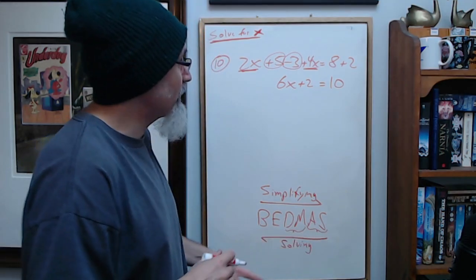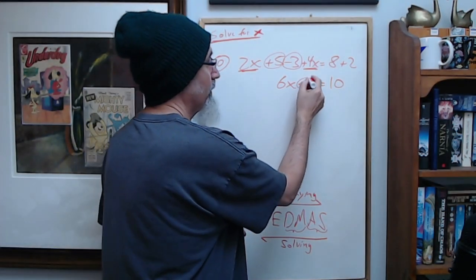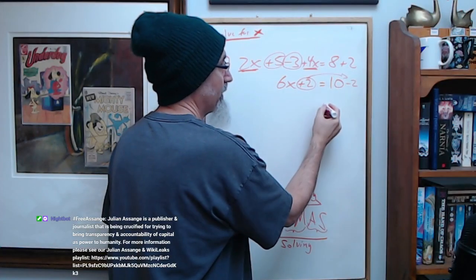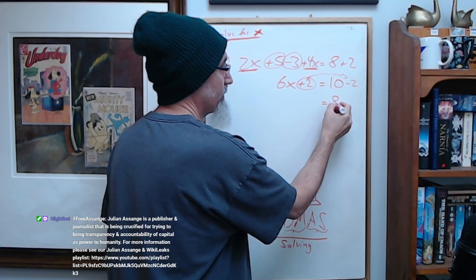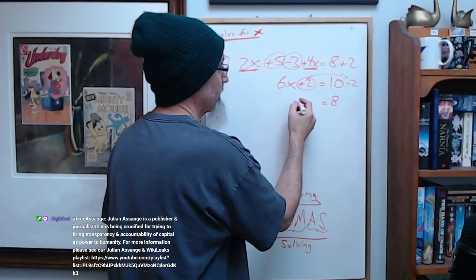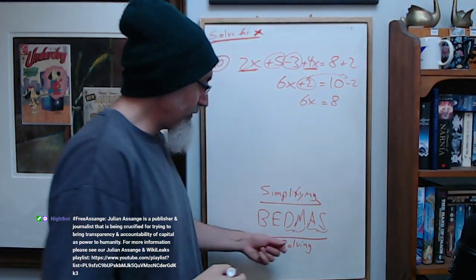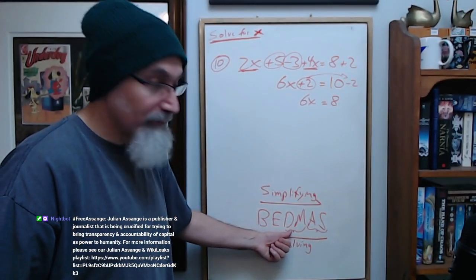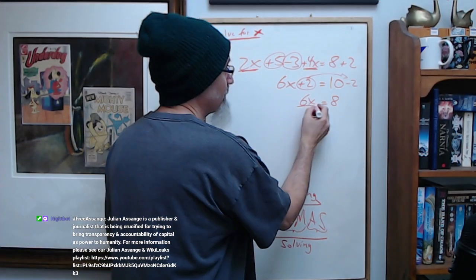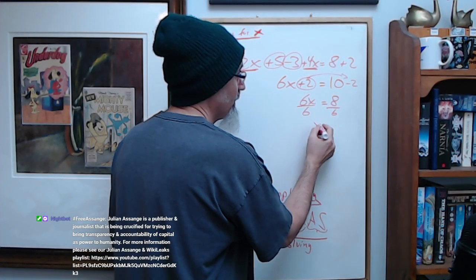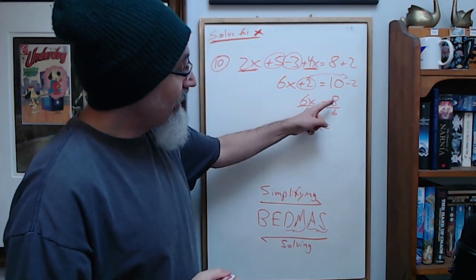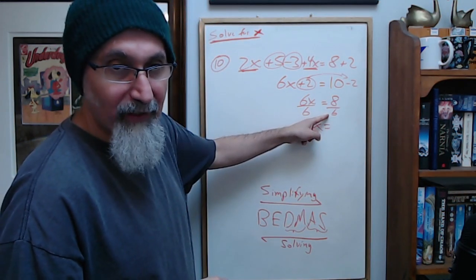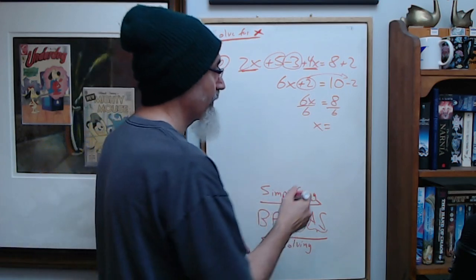Take care of addition subtraction first. Well, there's an addition here. Let's move it over, it becomes minus. 10 minus 2 is 8, and we've got 6x left here. No more adding, subtracting, then we've got division, multiplication. Divide this side by 6, divide this side by 6. So x is equal to 8 over 6, but you can simplify that because 2 goes into both of them.